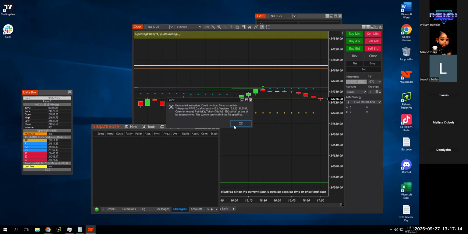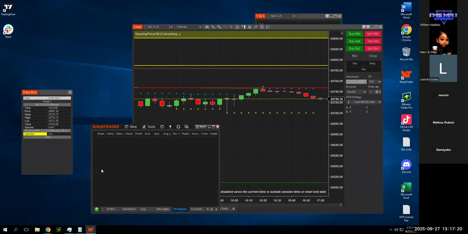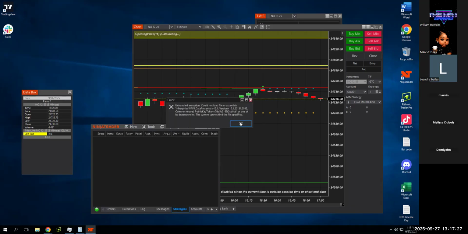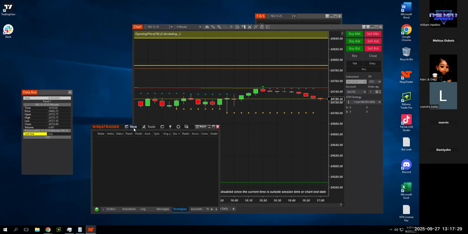To accept, cannot load file for assembly. Oh, where's my flow? I literally was just using it. I wish all this information came in like food, man. You just eat and you are full.